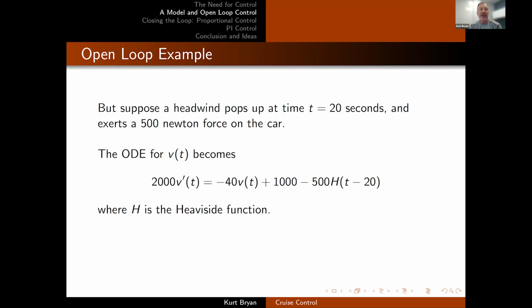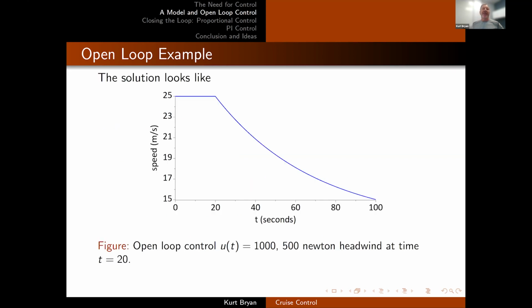So this is already a good exercise for the students. Suppose at time 0 you're going the required 25 meters per second, and the headwind pops up. What's the solution going to look like? It looks like this, okay? Everything's going fine up to 20 seconds. The car's maintaining 25 meters per second. Suddenly that headwind pops up and you see the result. You slow down gradually over time, and then you end up at, I think it was like 12 meters per second. The headwind drops you down to 12 meters per second.